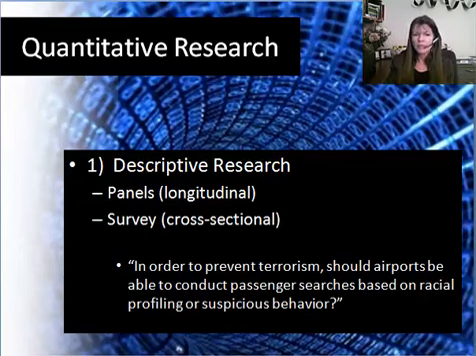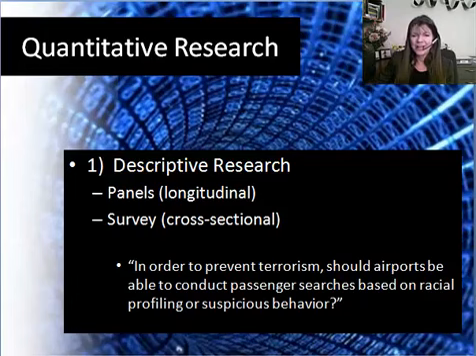When doing survey research, you really need to worry about two things: response rates and question wording in particular. So phone surveys, for instance, get the lowest response rates. And here is a poorly worded survey question, very poorly worded. In order to prevent terrorism, should airports be able to conduct passenger searches based on racial profiling or suspicious behavior?